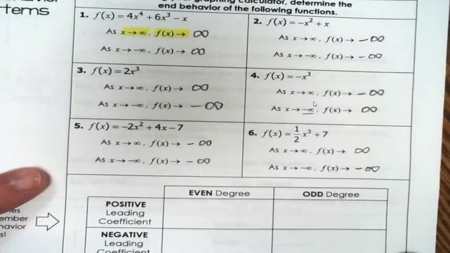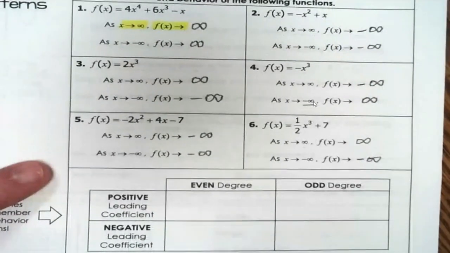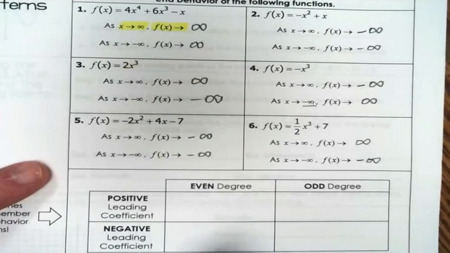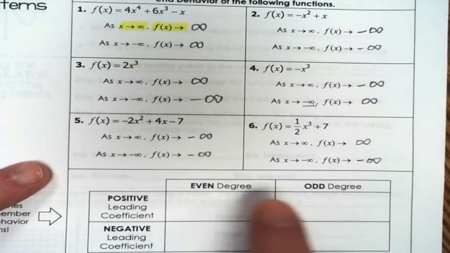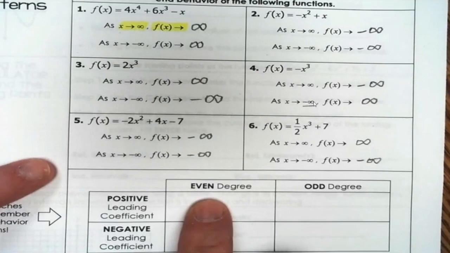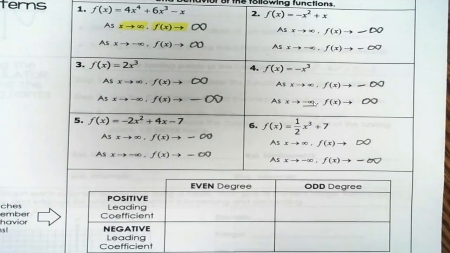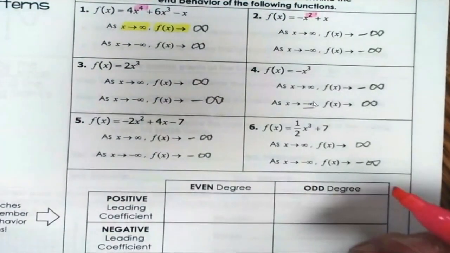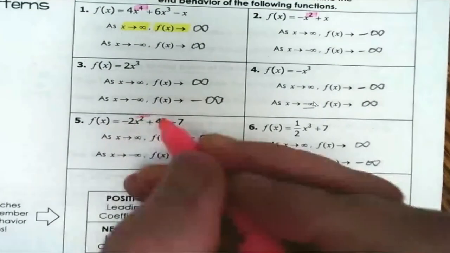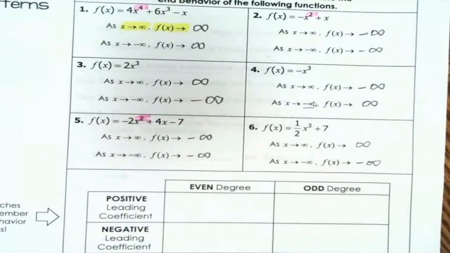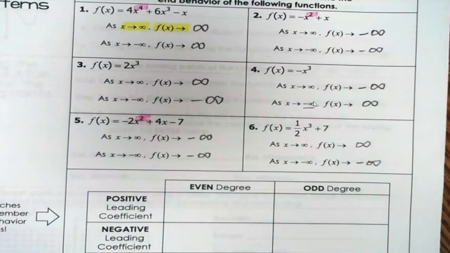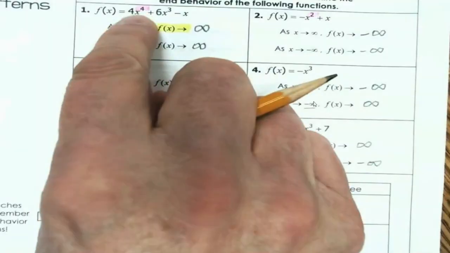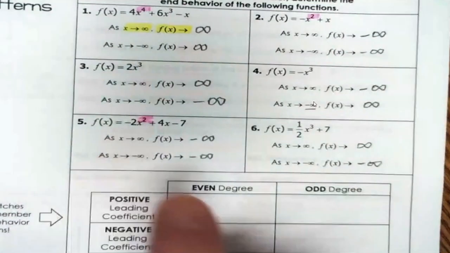All right, so looking at those, what do we see? Let's compare even degree and odd separately. So even degree. Which ones are even? This is an even degree because 4 is the largest exponent. This is an even degree. This is an even degree. So those are all even exponents that are the largest degree: 4th degree function, 2nd degree function, 6th degree function.